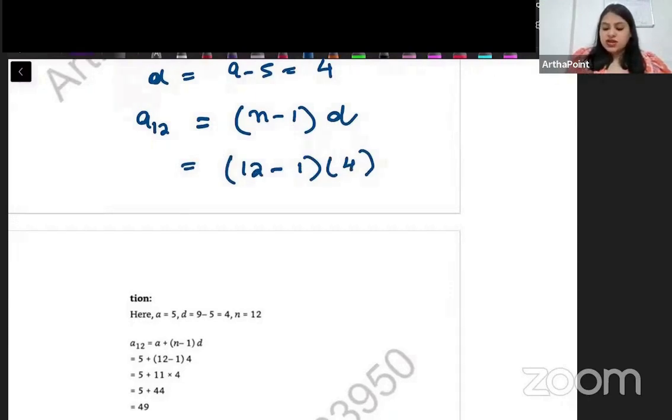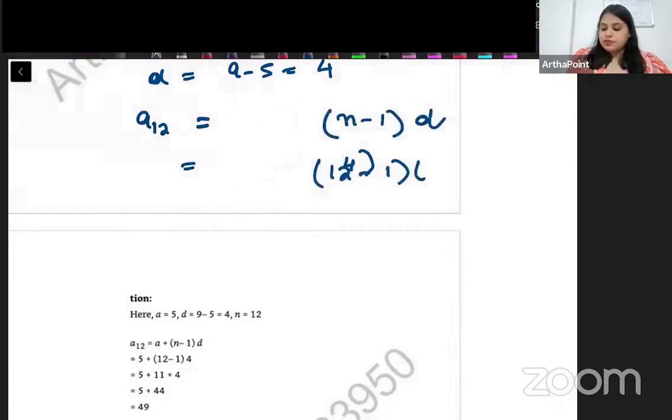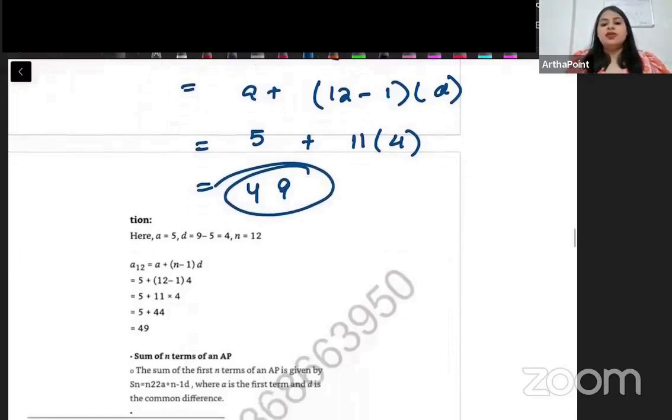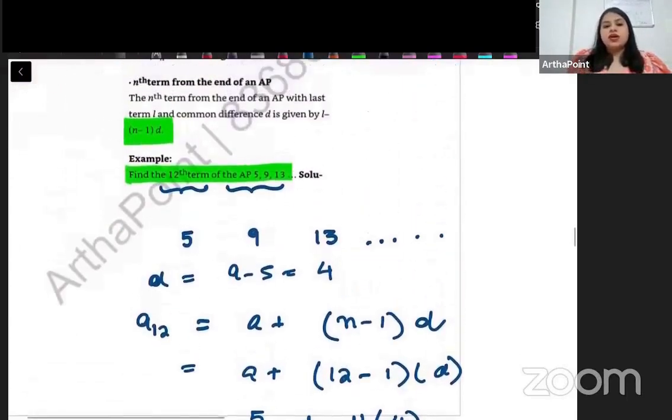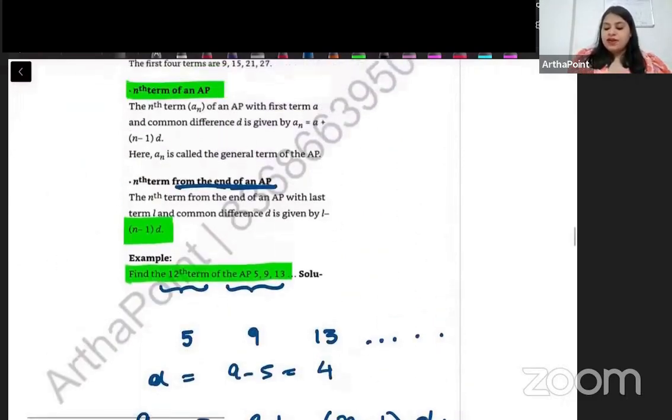Achha, sorry, I just did not add a here. A plus n minus 1 into d. So this will be 11 into 4 plus the first term. The first term was 5. So the 12th term will be 49. That will be your 12th term. This is the formula of the nth term of the AP, a plus n minus 1 into d.